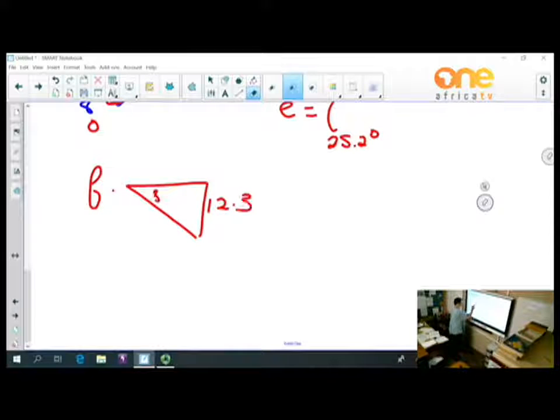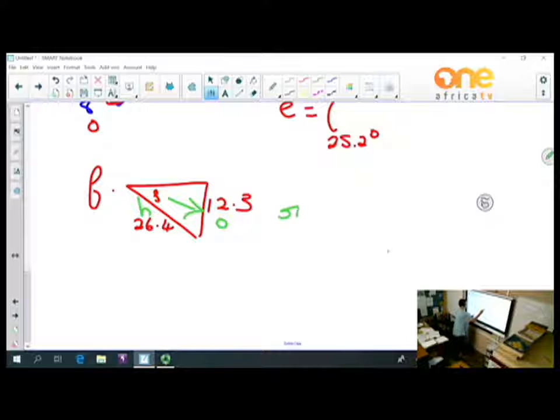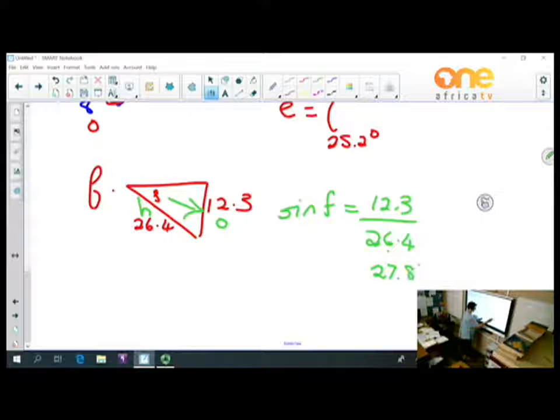And the very last one, number F, there you are, 12.3, this is F, and 26.4. Which function will we use? This one is again opposite. This is the hypotenuse. So sine F is then equal to 12.3 over 26.4. We want the angle, that's why we use second function sine this time, and it is then 12.3 divided by 26.4, close the bracket, is equal to 27.8 degrees. So now we've looked at all the different methods that we have.